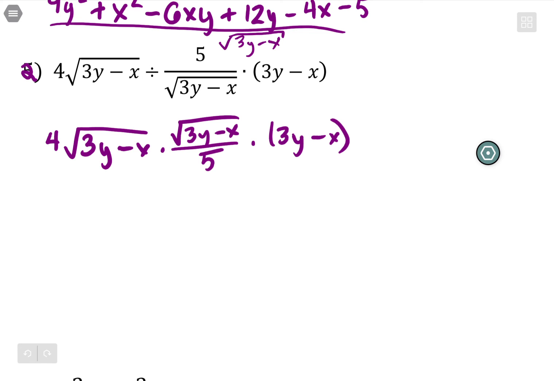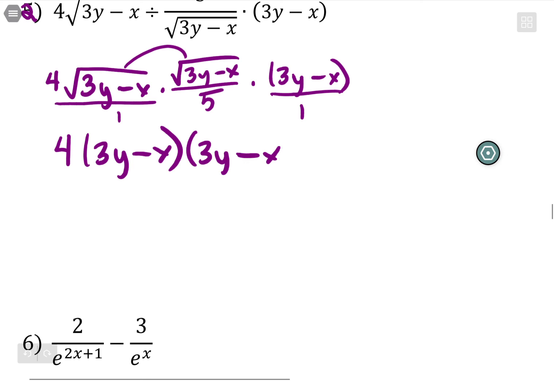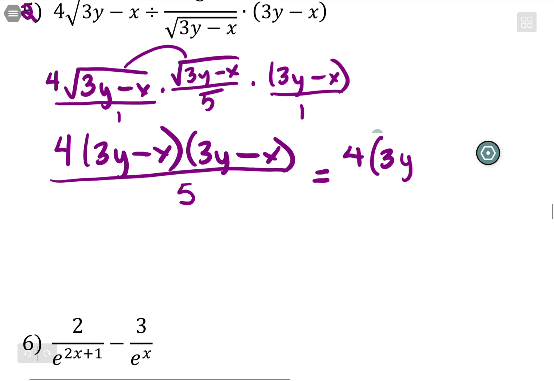Okay, and now we're multiplying, which we can just multiply, but since one of them's a fraction, I am going to think about going straight across. So on the top, I have 4 times root 3y minus x times itself is just 3y minus x. And then we have another 3y minus x. And all I've got on the bottom is 5 times 1 times 1. So you can multiply it out, but I don't currently have any reason to feel like I need to multiply it out. So I'm going to go ahead and leave this one. I'm really liking this 3y minus x squared that I ended up with. I'm going to leave it just like that.